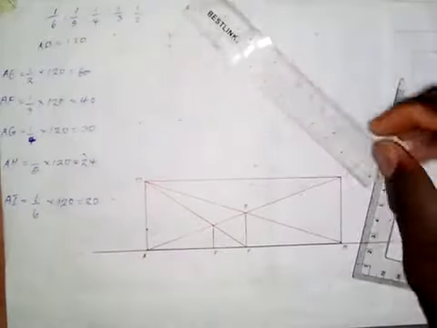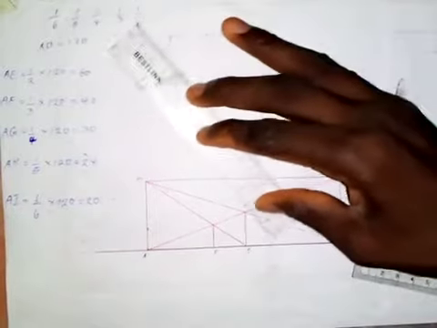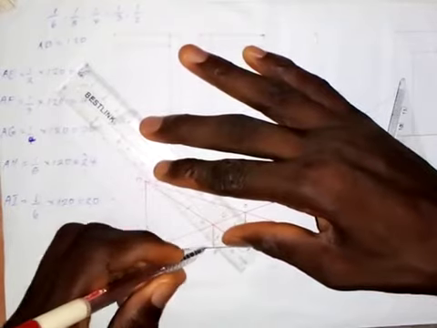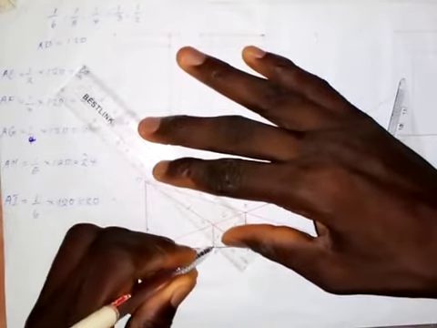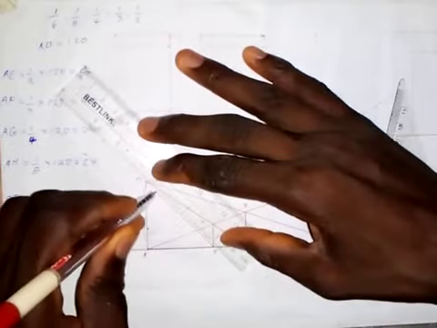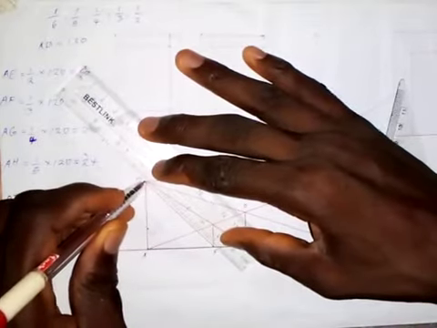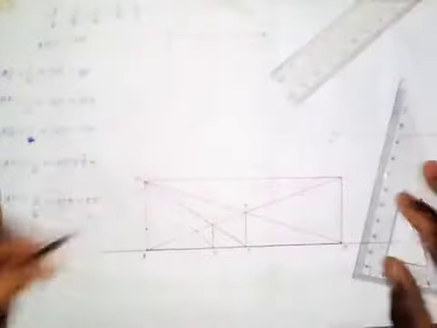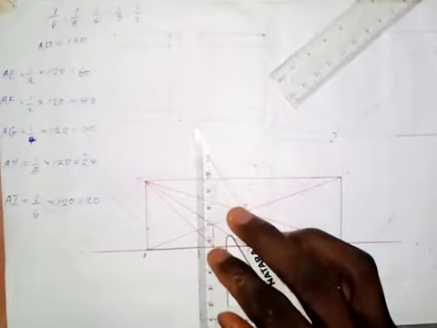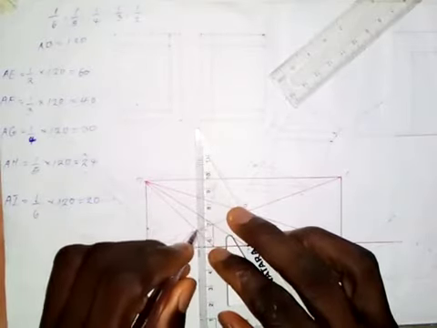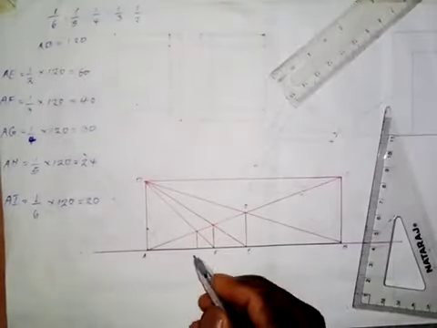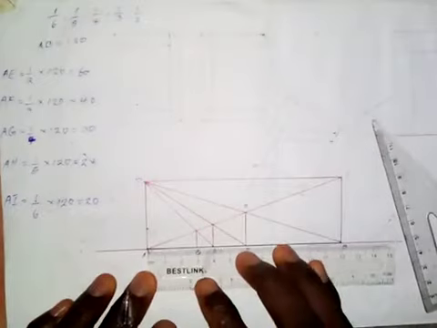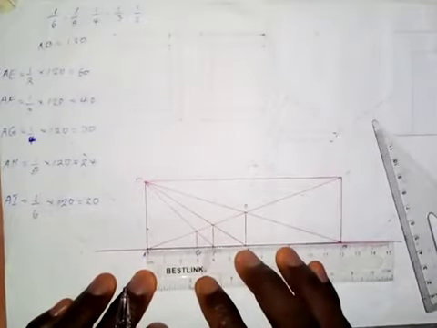Next, to get AG, which is 30 millimeters, when we divide 120 by 1/4, I will draw line DF. It intersects AC at this point. I will draw a vertical line down here. This is G. Line AG, when I take the measurement, should be 30 millimeters, as we have done in the calculation.